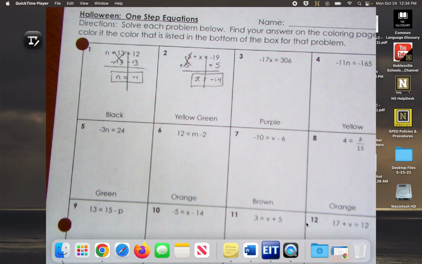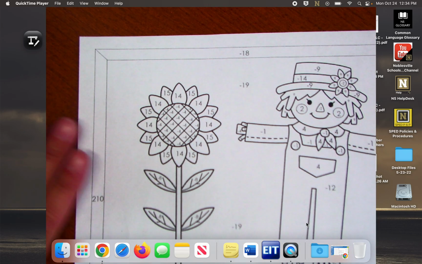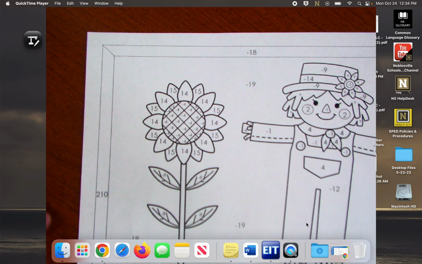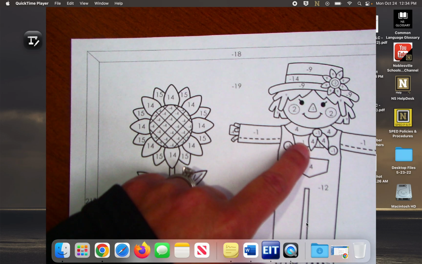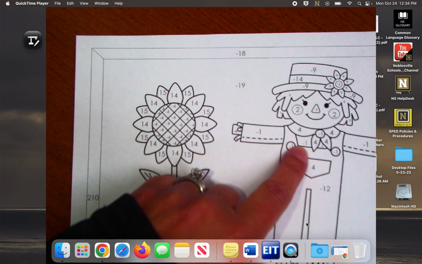The nice thing about this paper is on the back, if you can't find what you solved, then you may have made a mistake, right? So here's -14, here's -1. So we have some answers that we know will work.